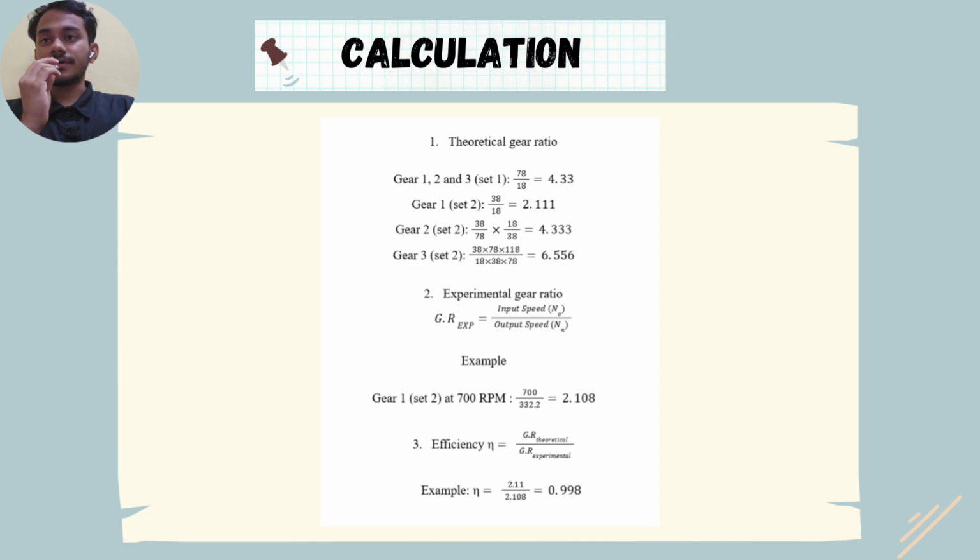For example, the first gear at set 2 at 700 rpm, we will get that 700 rpm divided by 332.2 rpm, we will get that 2.108. And then for the efficiency, we will just basically divide the gear ratio for the theoretical divided by the gear ratio for the experimental. For example, 2.11 divided by 2.108, we will get that the efficiency is 0.998.